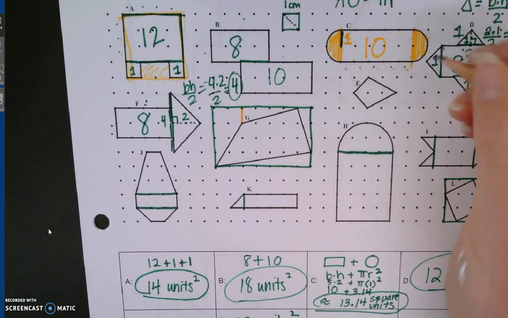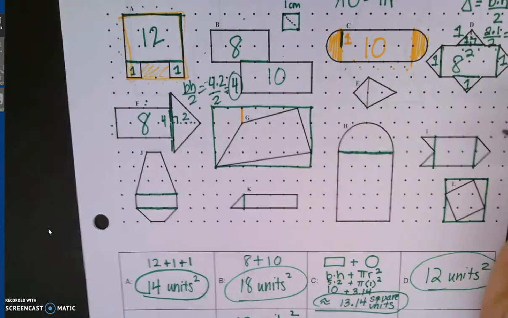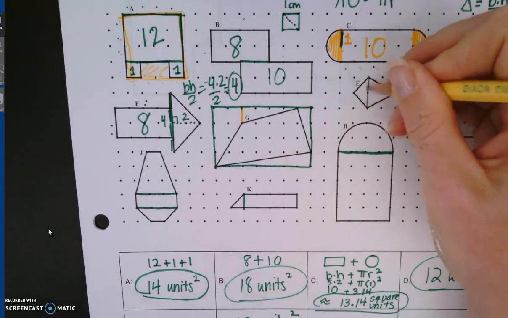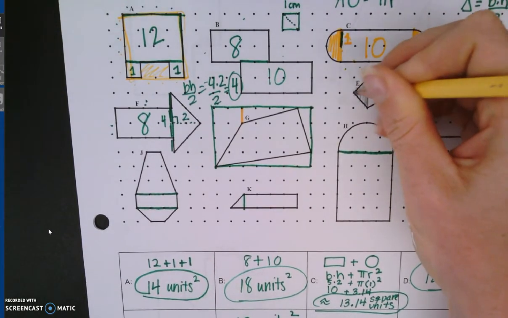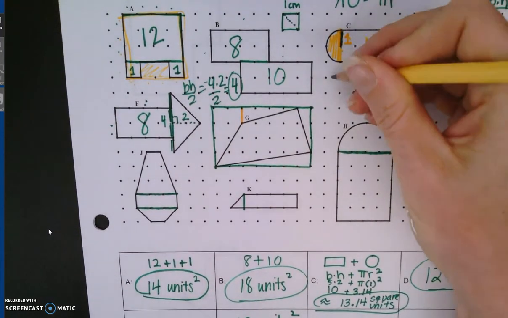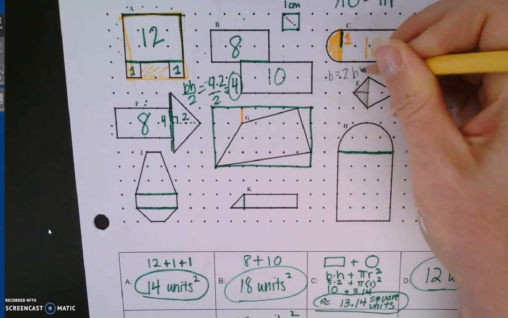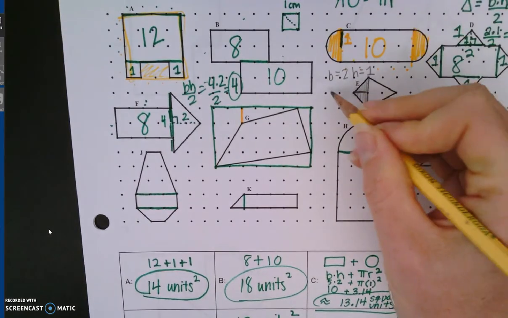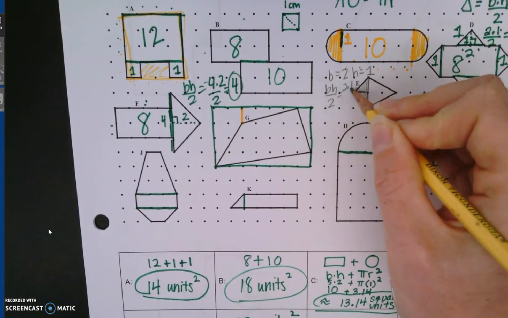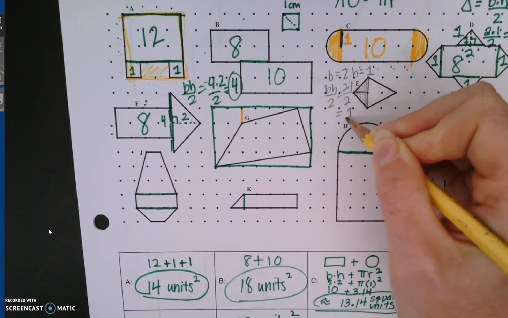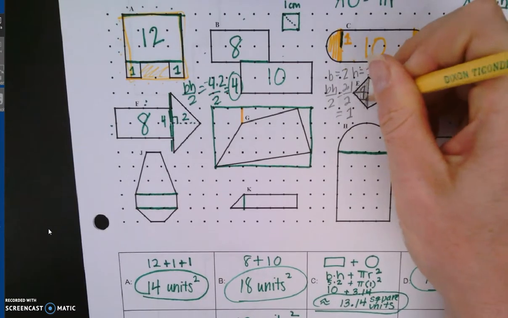So I look at this kite, and what we could do is we could see this as two different triangles. I have this triangle that has a base of 2 and a height or an altitude of 1. 1/2 base times height here. 2 times 1 divided by 2 ends up being 1. So the area of this little triangle is 1.